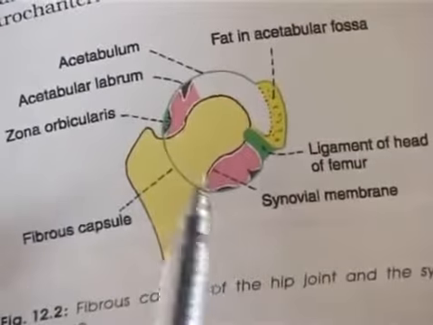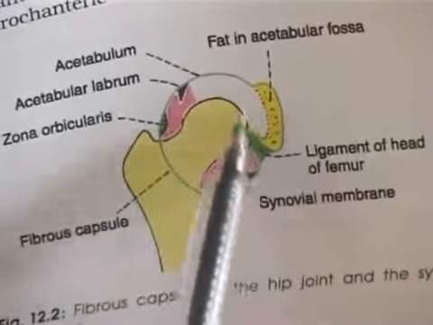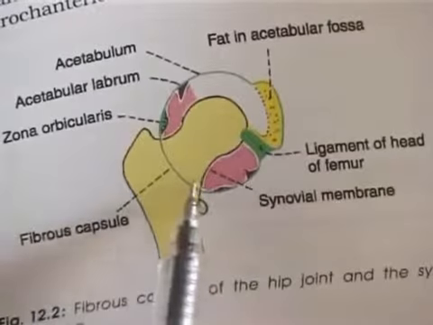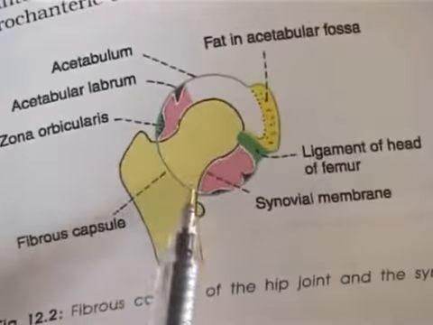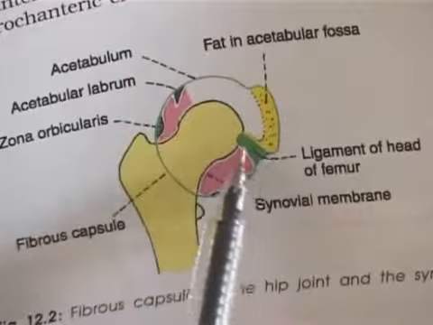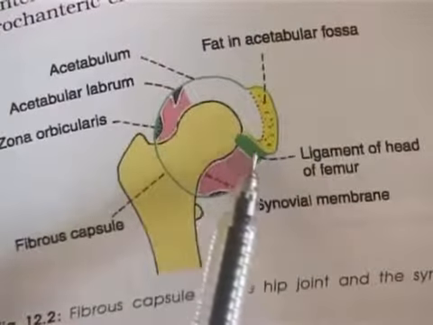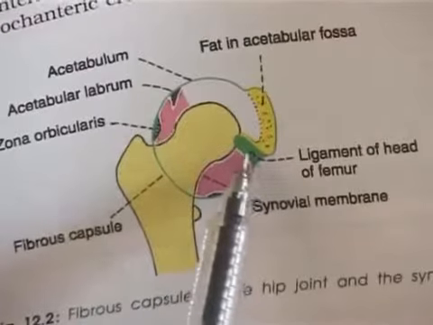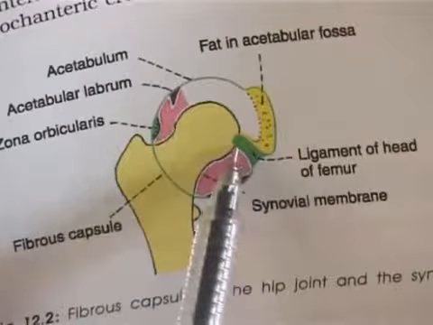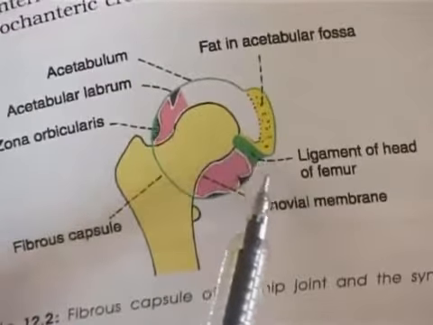Attachments. The head is intracapsular, forms the stable hip joint. Attached to the fossa is ligamentum teres or round ligament of head of femur. Its other attachment is to the acetabular notch of hip bone.